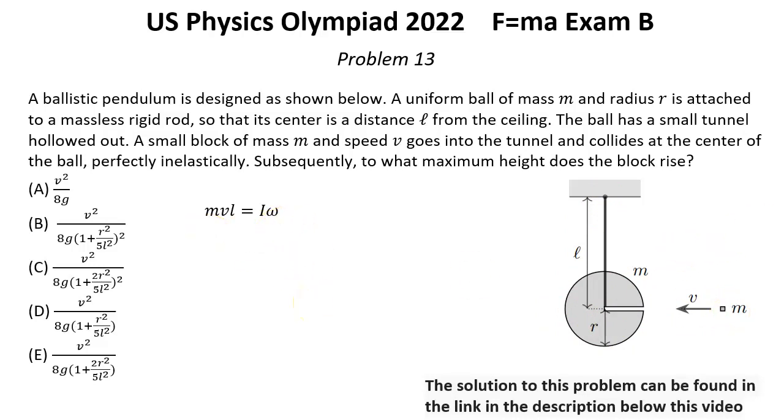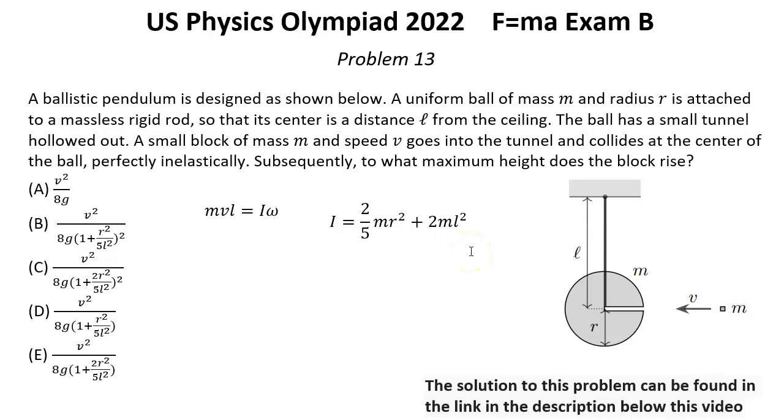Now let's write the equation for the moment of inertia of this system. The expression for this ball around the center of mass is 2/5 mr squared plus mL squared due to the parallel axis theorem, and plus mL squared, that's from this small mass m, and finally that will be 2mL squared.